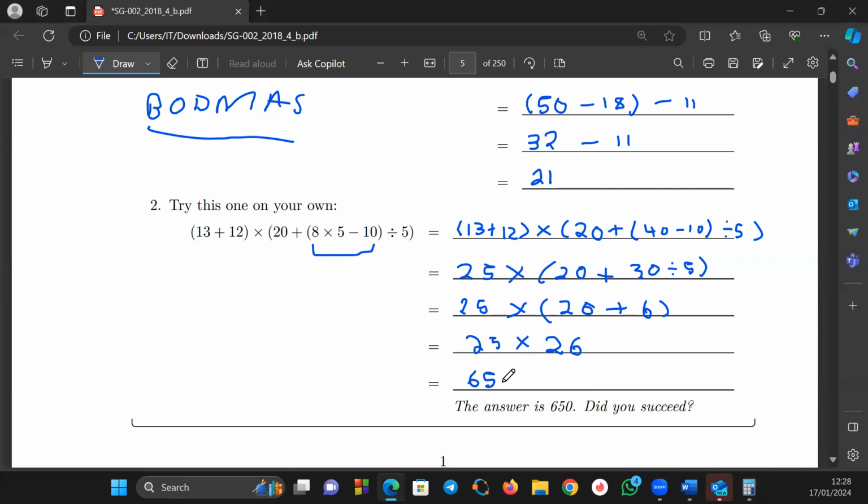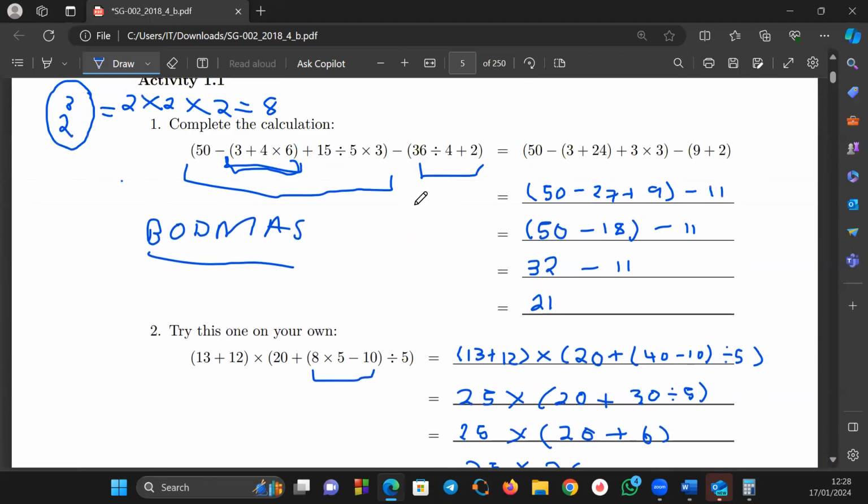650. That's what I got using that calculator. Oh, and the answer is 650. We didn't see that. You see that? They say the answer is 600. Did you succeed? So according to those steps when we're using BODMAS, we finally succeeded to an answer.